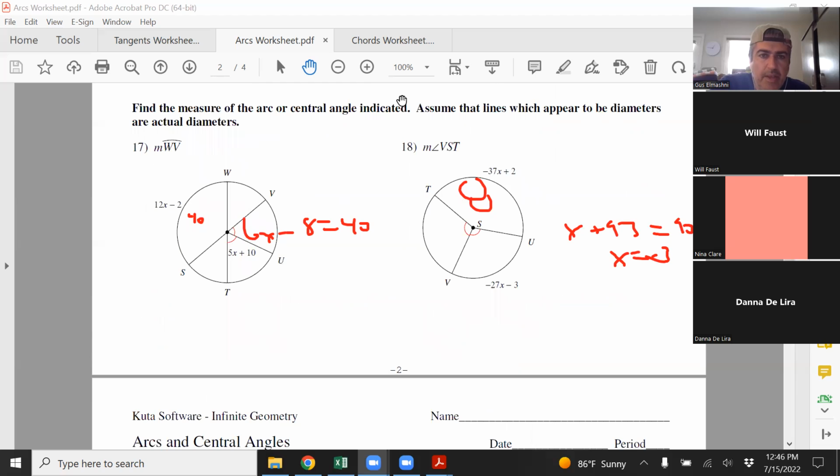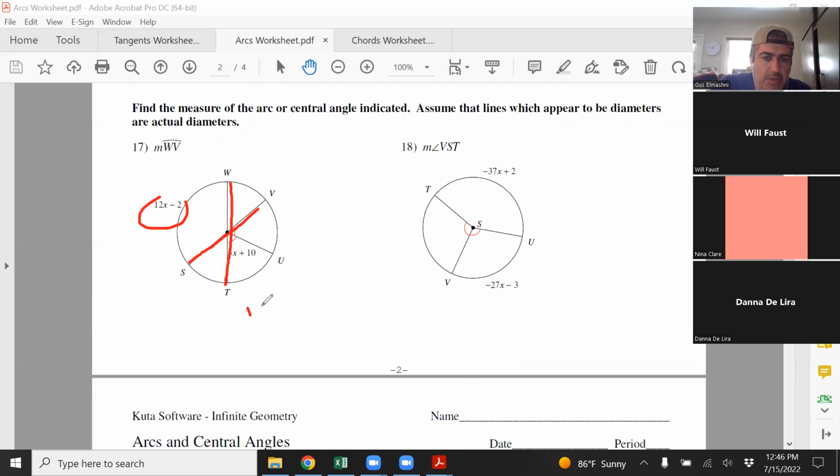Or like these here. These are the same. And in fact, actually, 12x minus 2 is going to equal the doubling of that. And you solve for x.